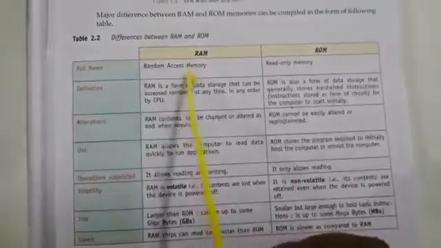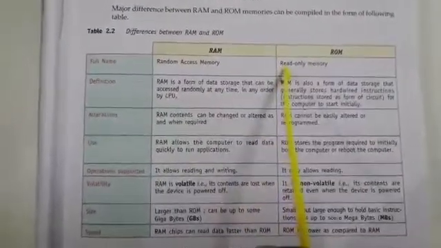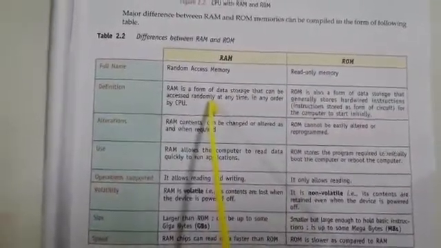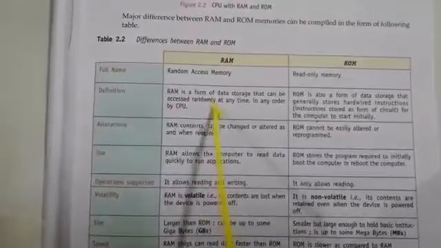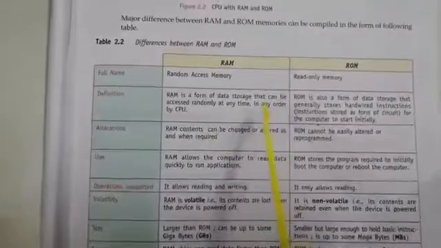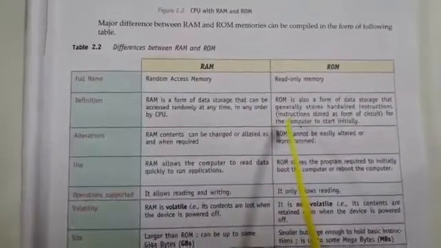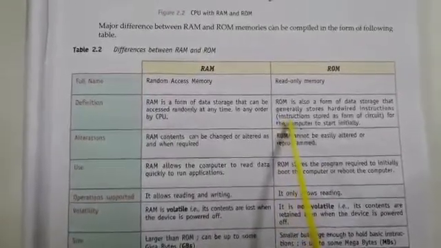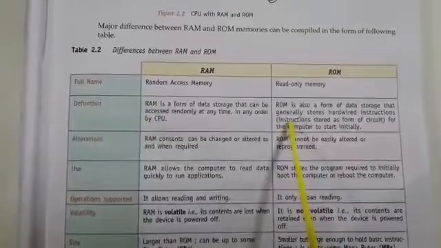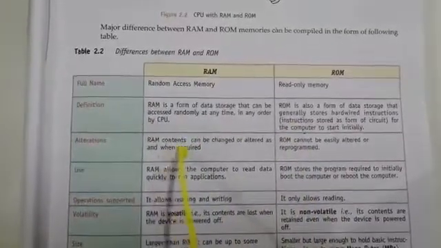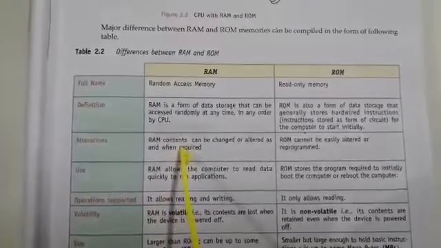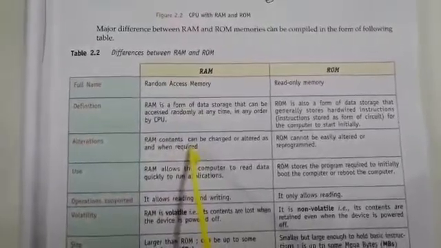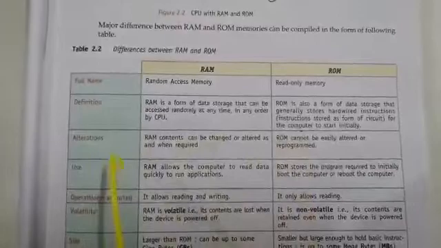Now here is the difference between RAM and ROM. The first point is that RAM is known as random access memory, whereas ROM is known as read-only memory. Second, RAM is accessed randomly by the CPU, at any time, in any order in sequence, and ROM stores the instructions which boot the computer. Then, RAM contents can easily be changed by the CPU during functioning. RAM contents can be changed, but ROM contents cannot be easily changed or altered.